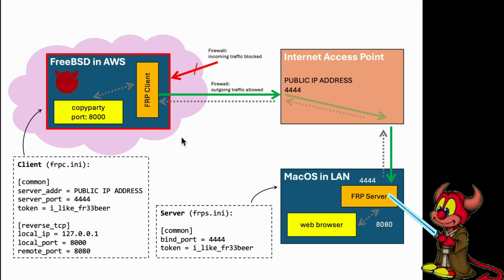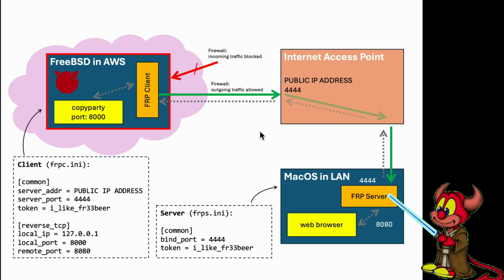This means I have a FreeBSD machine that is currently running in AWS. And you see the FRP client, and you can see that the firewall is configured to block incoming traffic, but the firewall does allow outgoing traffic. Also, in my home network, I have an internet access point, and the laptop that I'm using is a macOS, which is currently in my local area network.